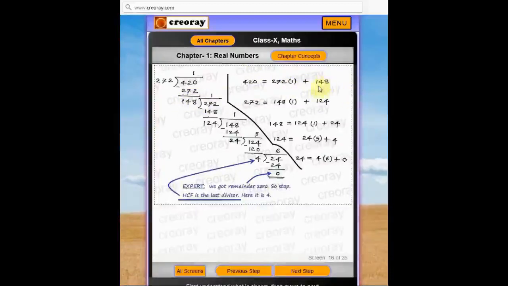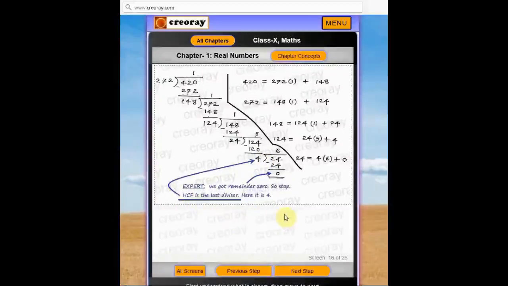Again 148 is not 0, so we keep on doing the division. Some way you will get remainder as 0. So when you get 0 as remainder, stop the division, and this 4, the last divisor, that's your HCF.